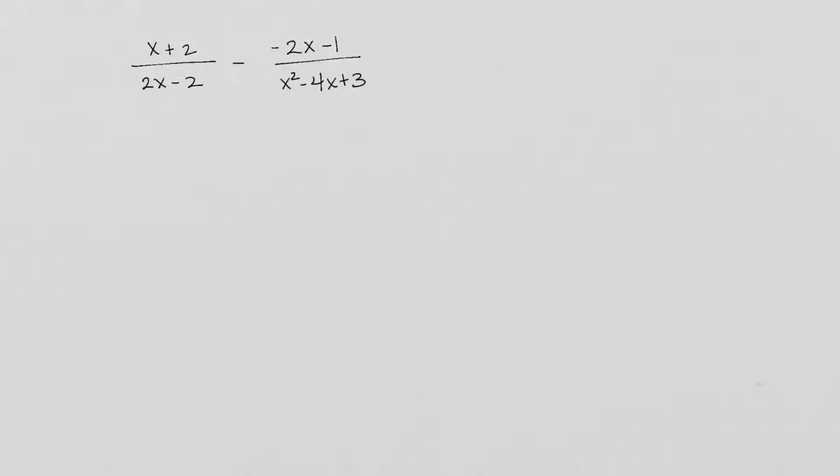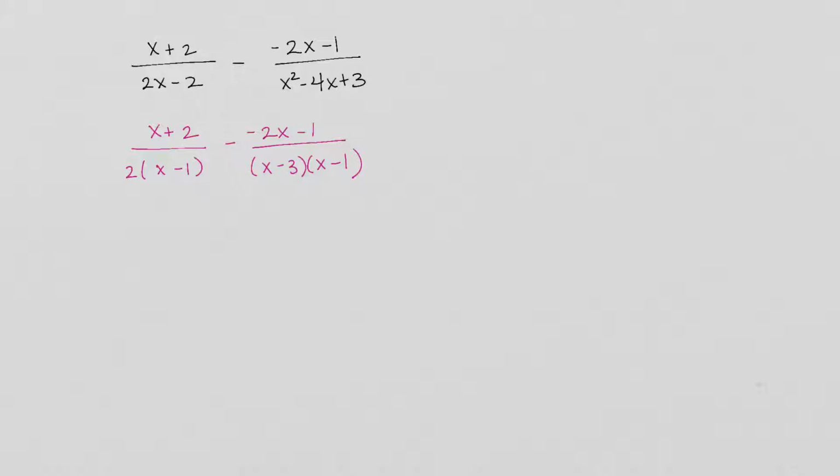All right, so we are going to subtract these two rational expressions. And when we do that, the first thing we want to do is factor the denominators completely. And in this problem, we can actually do that. So the numerators stay the same, but we're going to factor our denominators. So this becomes x plus 2 over 2 times x minus 1. And this denominator, the second denominator, becomes x minus 3 and x minus 1.